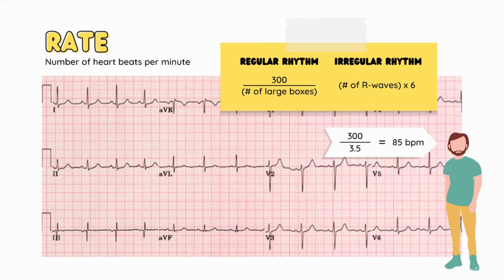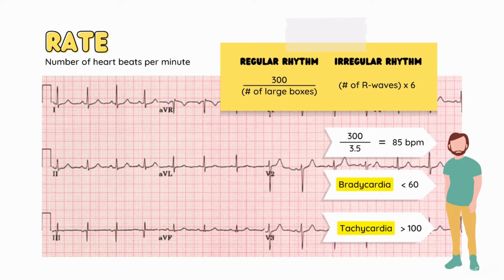A normal heart rate is 60 to 100 beats per minute. Bradycardia occurs with a heart rate less than 60, and tachycardia occurs with a heart rate greater than 100. Therefore, Anthony has a completely normal heart rate.